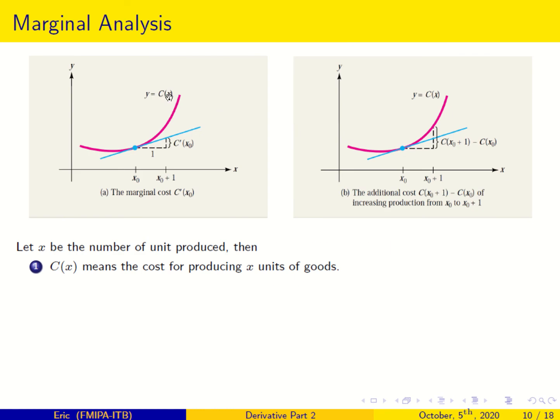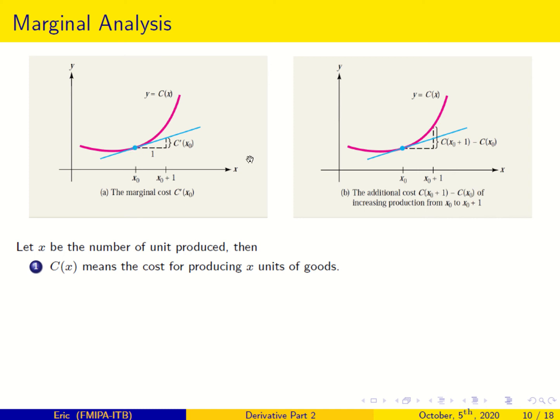Let C(x) be the cost function, the cost for producing x units of goods. So this is the cost function curve. x is the number of goods, and y is the cost. This is x0, and this is x0 plus 1. So this is the cost for producing x0 plus 1 items, and this is the cost for producing x0 units.